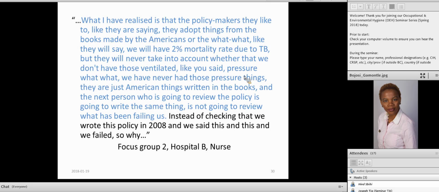All right, so here this focus group is talking about the theme barriers to implementation. She says, what I've realized is that policymakers adopt things from the books made by the Americans. They'll say, we have 2% mortality rate due to TB, but they'll never take into account that we don't have those ventilated, like you said, pressure rooms. We have never had those pressure things. They are just American things written in the books, and the next person who's going to review the policy is going to write the same thing, is not going to review what has been failing us. So these are some of the things that the participants felt were barriers to implementation.